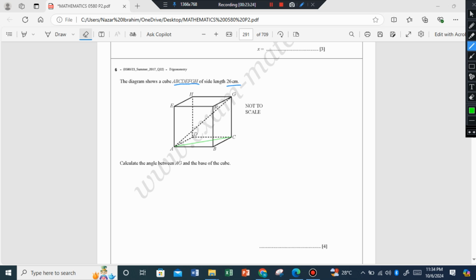So the angle between AG and the base of the cube is this, which I have to find out. That is this part, right? This is the angle.